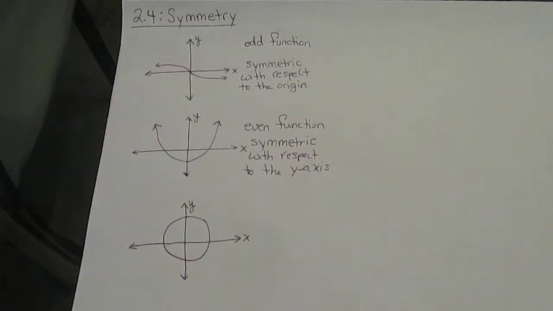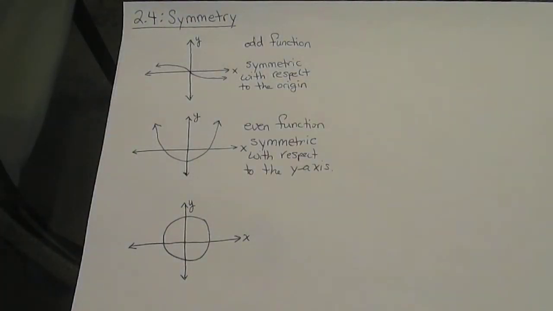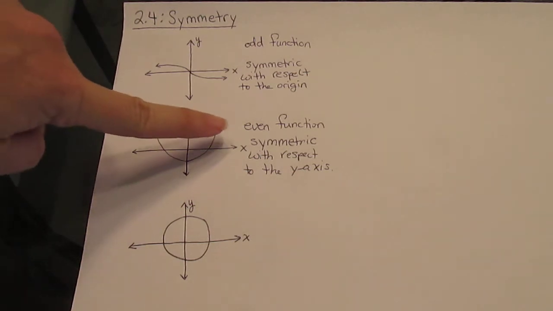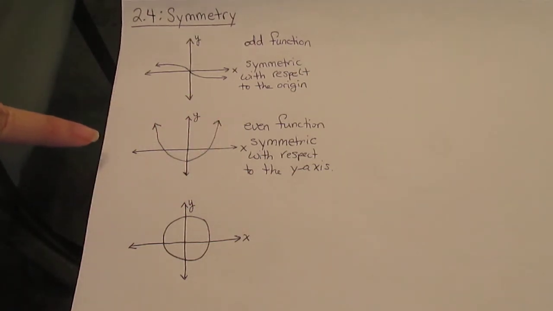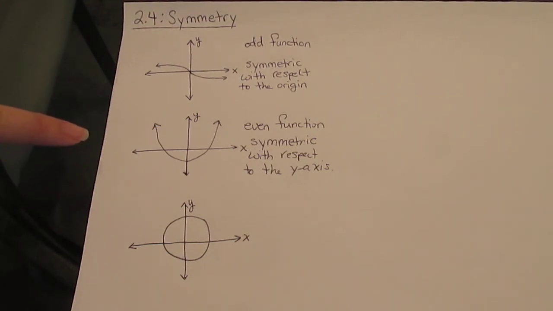So that shows you the 2 different kinds of examples of what an odd function, its graph would look like, and what an even function, its graph would look like. An odd function, the graph is going to be symmetric with respect to the origin. An even function, the graph is going to be symmetric with respect to the y-axis.